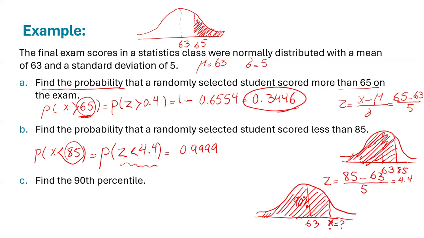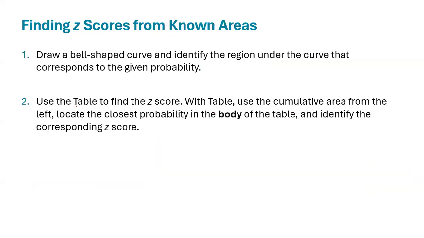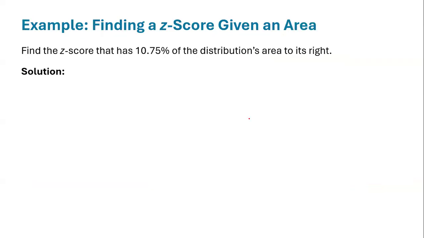I will stop this question right now, and I want to show you the next slide. When we want to find the z-score from known areas, what do we do? We use the z-score table, but looking at the body of the table. Let's look at this example. It says find the z-score that 10.75% of the distribution's area is to its right.